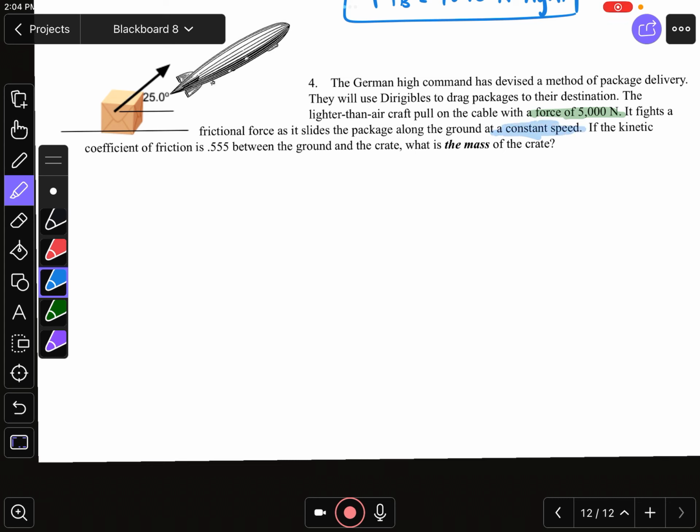Ooh, constant speed. That's a pretty big deal. If the kinetic coefficient of friction is 0.555 between the ground and the crate, what is the mass of the crate? All right, I'm going to go ahead and make myself a little list here.